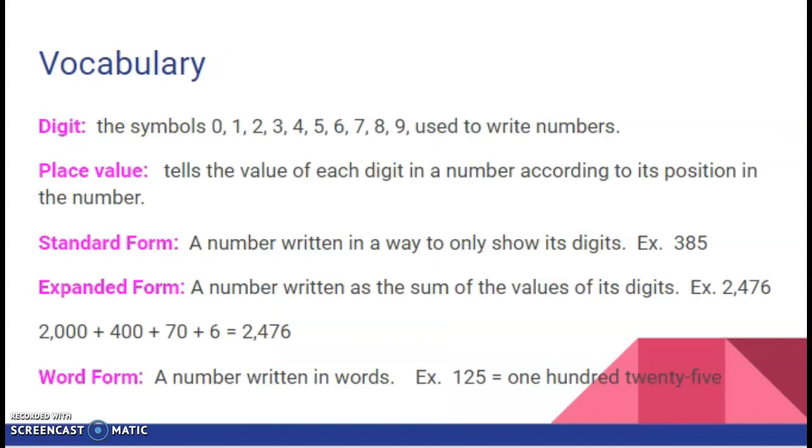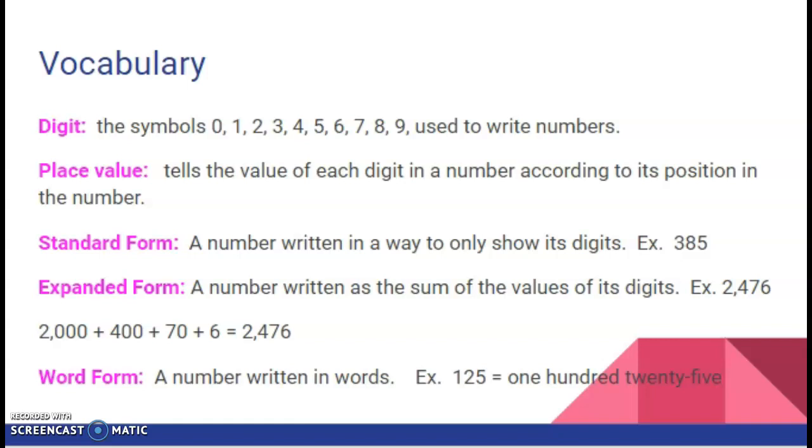Your first vocabulary word today is digit. Digit means a number that is from 0 to 9. So if I say the number 9, that is a digit in the ones place. If I say 59, the 5 is a digit in the tens place, and its value is worth 50. So a digit is the symbol of 0 through 9, used to write numbers.